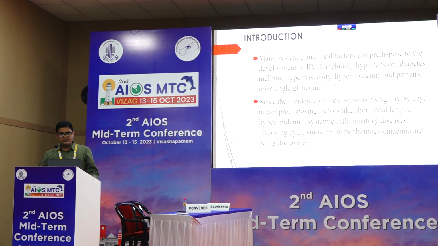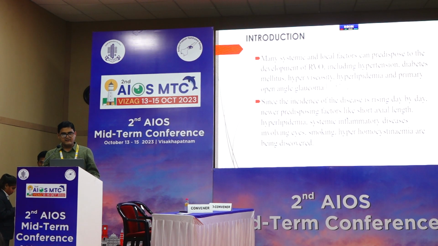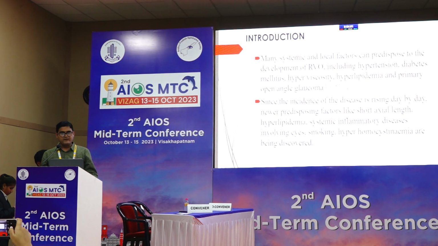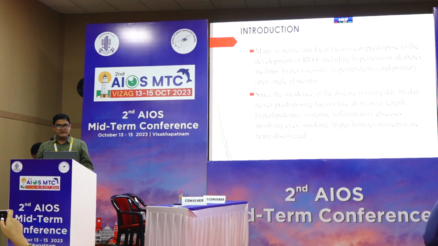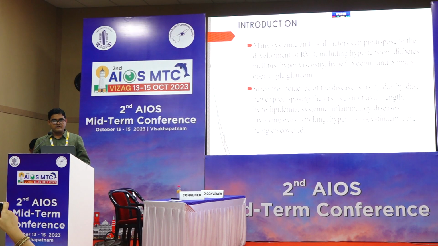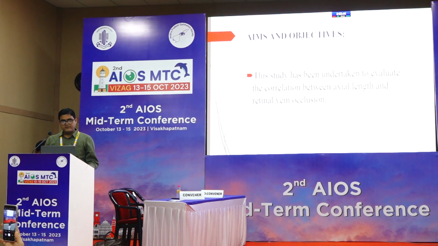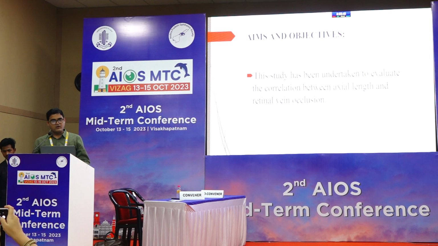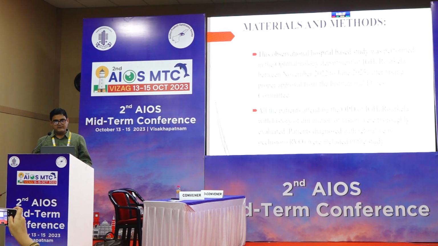Many systemic and local factors can predispose to the development of RVO, including hypertension, diabetes mellitus, hyperviscosity, hyperlipidemia, primary open-angle glaucoma. Since the incidence of the disease is rising day by day, newer predisposing factors like shorter axial length, hyperlipidemia, systemic inflammatory diseases involving the eye, smoking, hyperhomocysteinemia are being discovered. The aim and objective of my study: this study has been undertaken to evaluate the correlation between axial length and retinal vein occlusion.